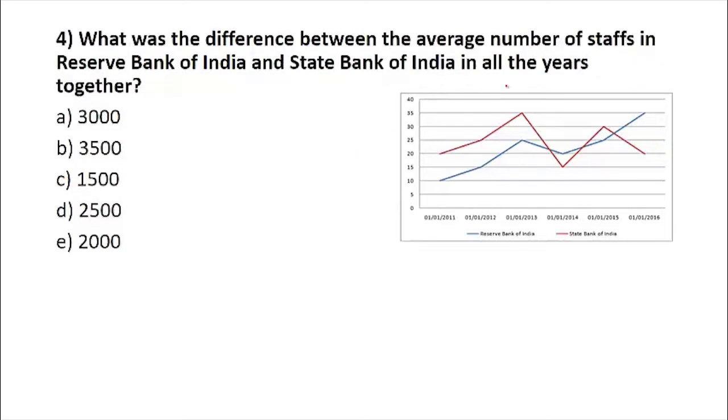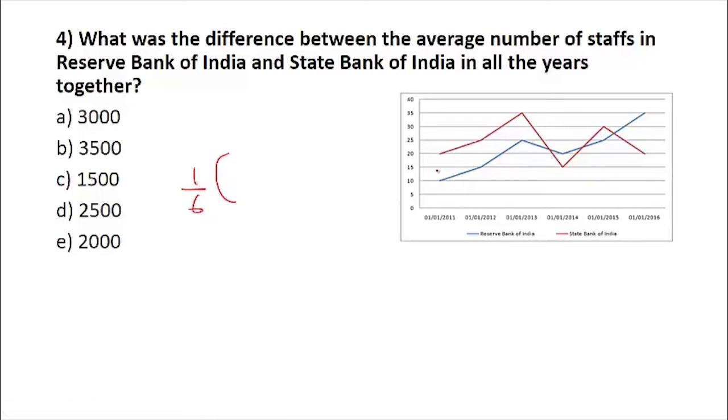What was the difference between the average number of staff in Reserve Bank of India and State Bank of India in all the 3 years? So what you could do is, how many total is there? 1, 2, 3, 4, 5, 6. Okay, 1 by 6, and you have to find the difference between their sum.